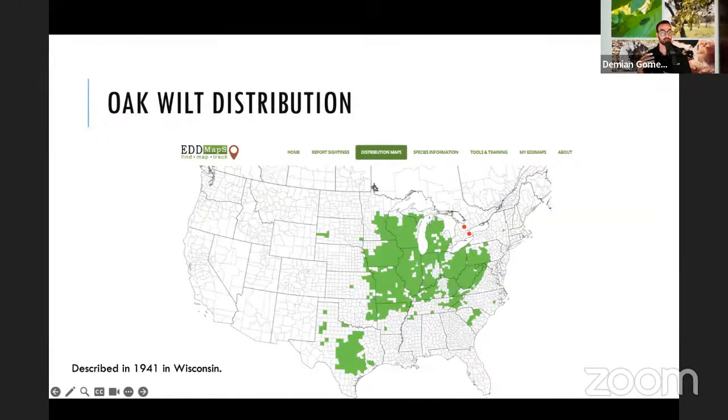So oak wilt was first described in the early 1940s up north in Wisconsin, and after that it has been reported in multiple states in central and northern parts of the United States, and in the northeast. And more recently, the thing keeps spreading. In 2023, it was also recorded for the first time in southeastern Canada. You can see that in those little red dots that we have there.